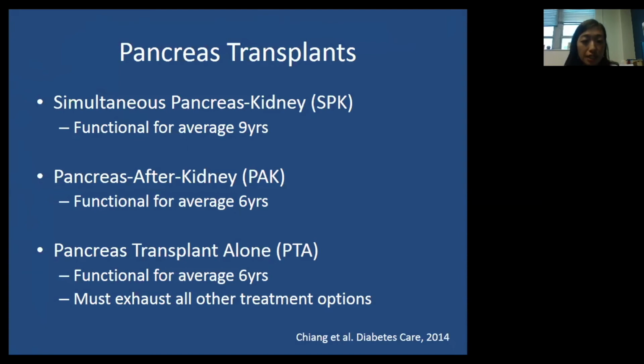Pancreas after a kidney is available, and these organs tend to be functional for an average of 6 years. Pancreas transplant alone is available. However, we rarely advise or recommend it. It's only after we exhaust all other treatment options. Again, functional for about an average of 6 years. And keep in mind that with all of these transplants, patients do need to be on immunosuppressive therapy lifelong for graft function.